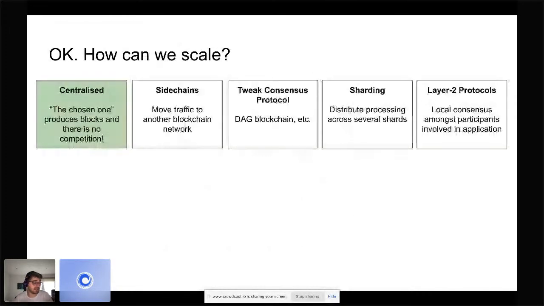So now that we understand we do have these bottlenecks, we care that everyone on the network can validate blocks in real time. We simply just can't increase the throughput ceiling. With all that in mind, how can we scale the network? The easiest solution is the centralized approach. This chosen one, they're just appointed, they produce blocks, and there's no competition.